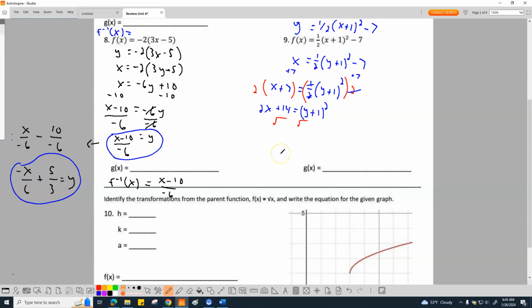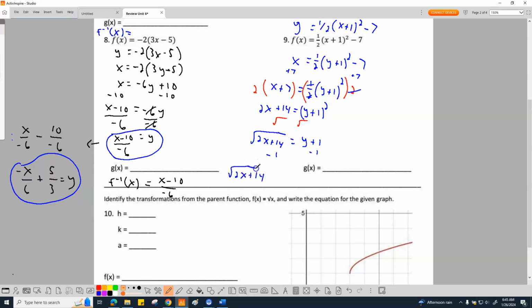So when I square root both sides, what do I end up with? Well, I end up with this. I have a square root of 2x plus 14. That stays underneath. That's yuck, but it's there. And then this square cancels out, so I'm left with y plus 1. One last step. I'm going to subtract 1 on both sides, and you end up with the square root of 2x plus 14.